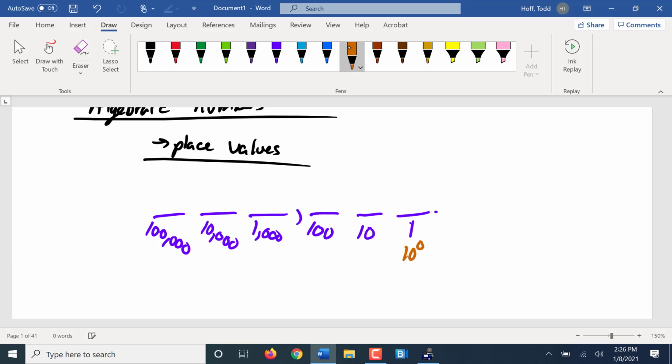10 to the power of 0 is 1. 10 to the power of 1 is 10. 10 to the power of 2 is 100. 10 to the power of 3 is 1,000. 10 to the power of 4 is 10,000. And we keep going like that.